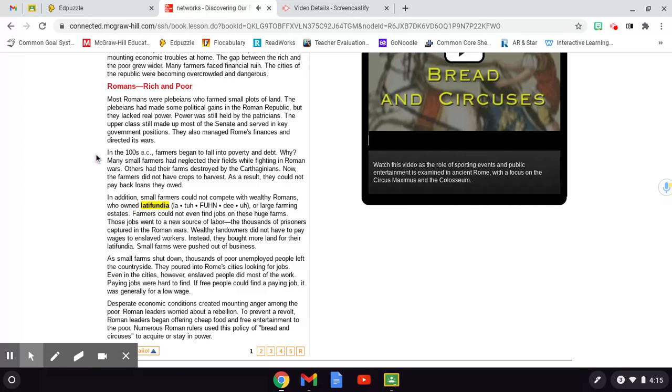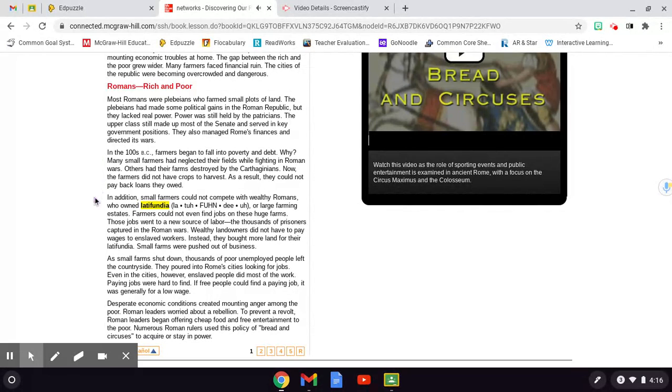In the 100s BC, farmers began to fall into poverty and debt. Why? Many small farmers had neglected their fields while fighting in Roman wars. Others had their farms destroyed by the Carthaginians. Now the farmers did not have crops to harvest. As a result, they could not pay back loans they owed.